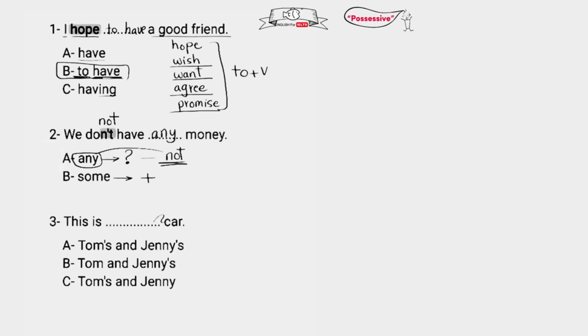This is blank car. Tom's and Jenny's, apostrophe S here and here, or Tom and Jenny's, only one apostrophe S at the second name, or Tom's and Jenny, only one apostrophe S at the first name. Well, to show that two names have something, like here you want to show that Tom and Jenny have a car, you can just put apostrophe S at the second name. Tom and Jenny's car, only one apostrophe S at Jenny's.